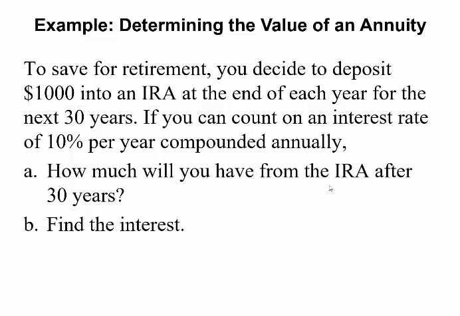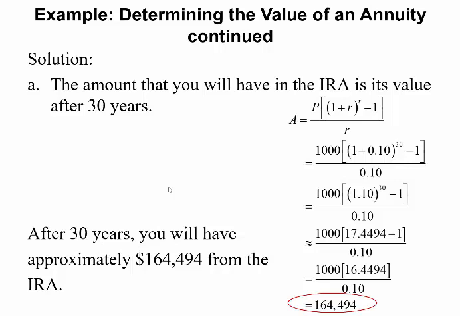Let's find the interest. Remember, you're going to need three things. The principal, I'm depositing $1,000. The rate, which is 10%, and then you're going to need the T, which is 30 years. You're going to take those things and plug them into your calculator. You can see the math here, I have it worked out.